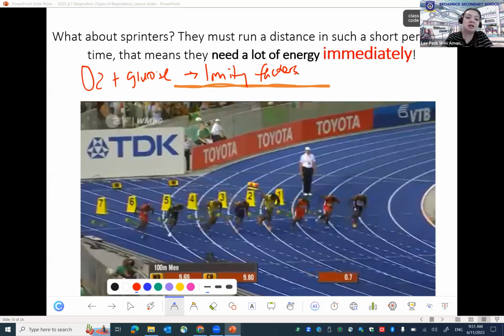And why is there a limit to oxygen and why is there a limit to glucose? Simple, because there is always a limit to how fast your heart can beat and how fast you can breathe. We are all human beings. We are not robots. Therefore, we cannot always keep on increasing our heart rate. We cannot always keep on increasing our breathing rate. So there is like a maximum number of beats and a maximum number of breaths we can take per minute.